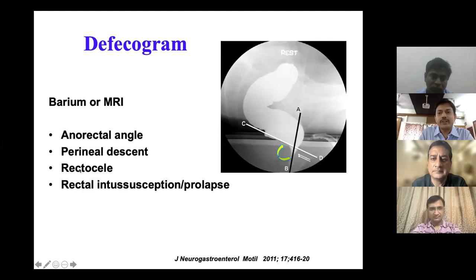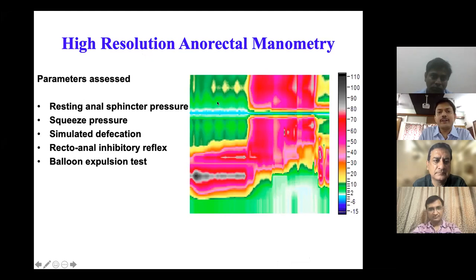Okay. And finally, for manometry, what we're looking at is the sphincter pressure at resting, squeeze pressure, and what happens during simulated defecation. This is what tells you about the different types of dyssynergia, presence of any rectoanal inhibitory reflex, and the balloon expulsion test.